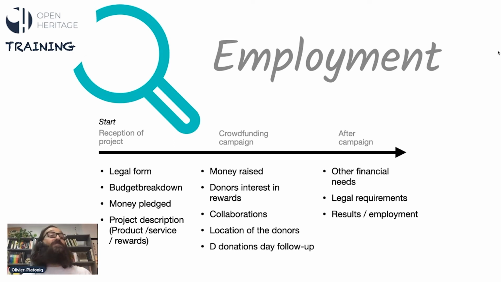I can tell you that most of the projects on the Goteo platform are associations or cooperatives. We can access the budget breakdown. This data is so important to consider the type of training programs that should be designed by the city or regional government. You can see, of course, all the details on the money pledged. The project description gives a lot of ideas of what the real needs of these initiatives are.